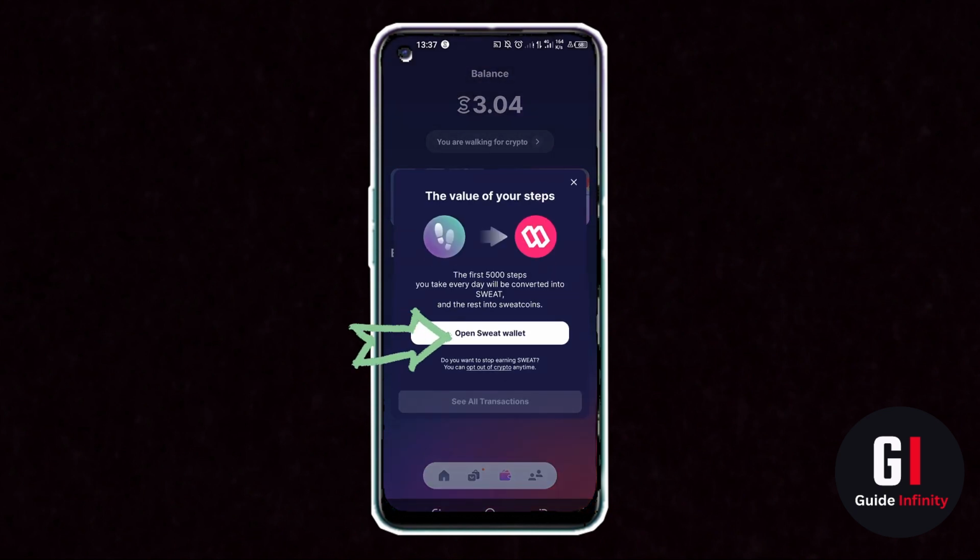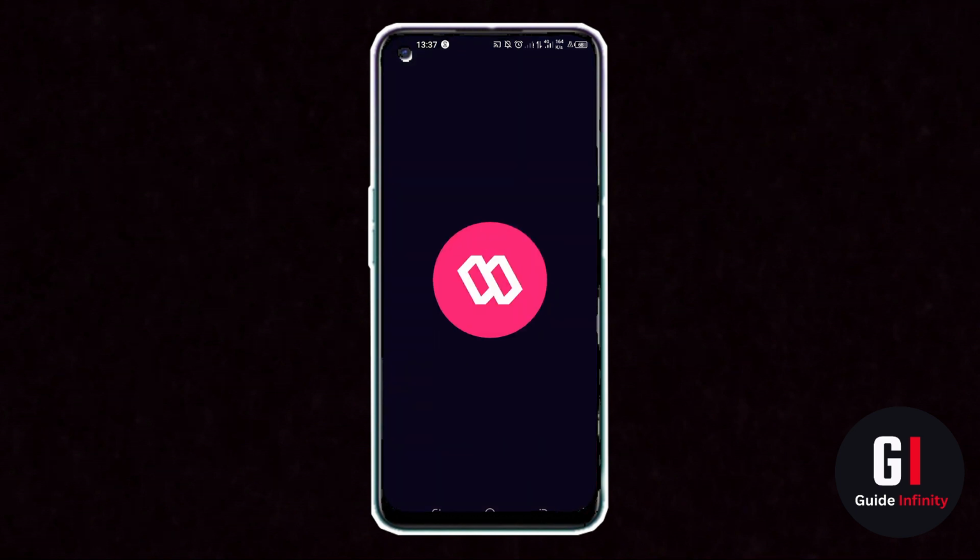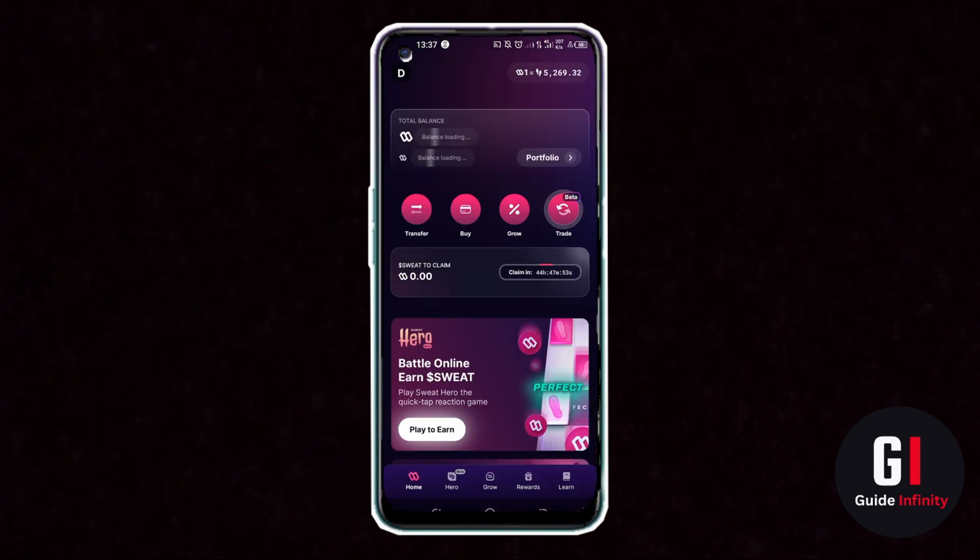Let's open up our wallet and have a look. On the home page, you'll see the total balance. So for example, right now my balance is 0, but if I did have coins, this is where I can decide what to do with them.